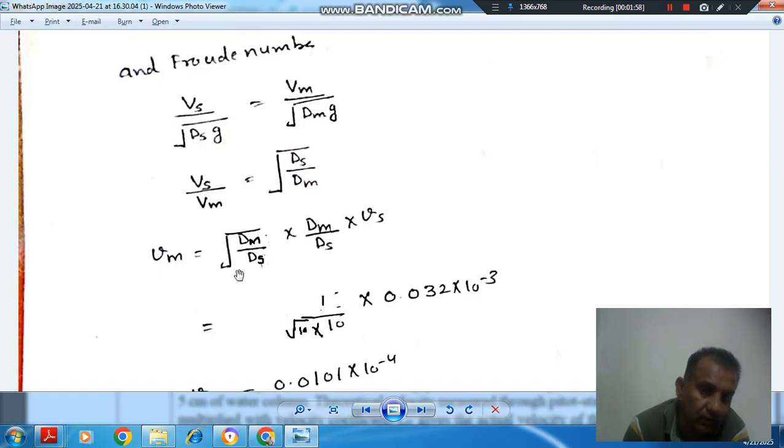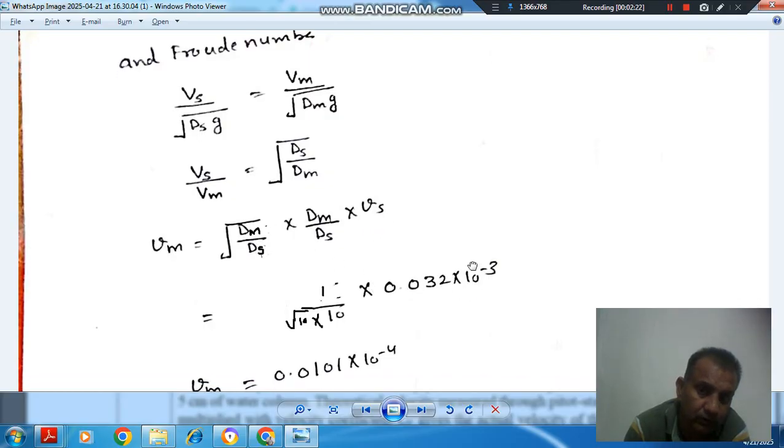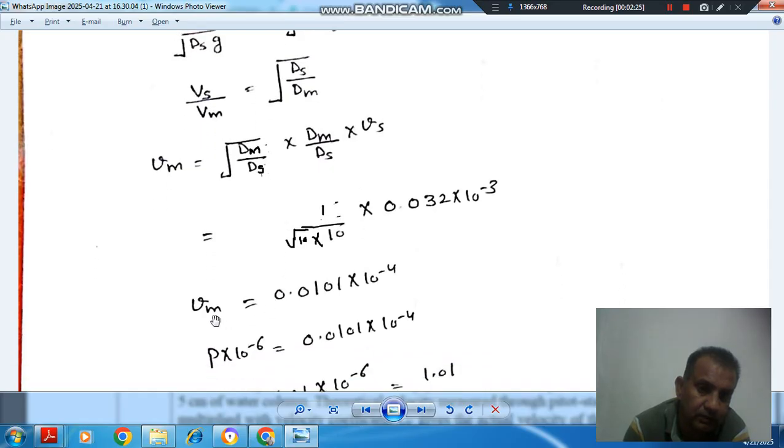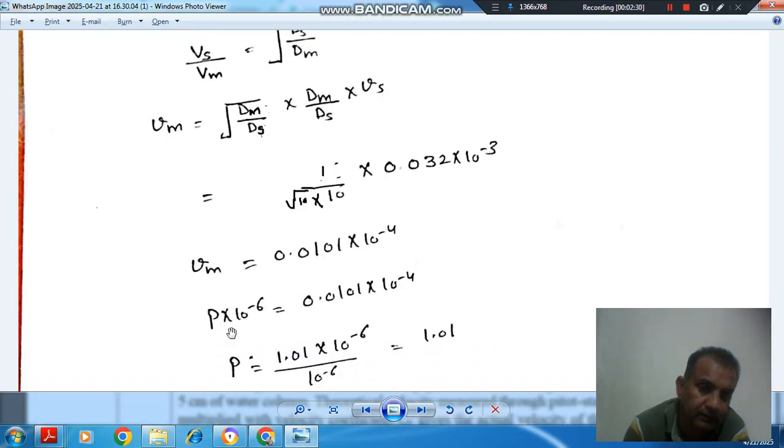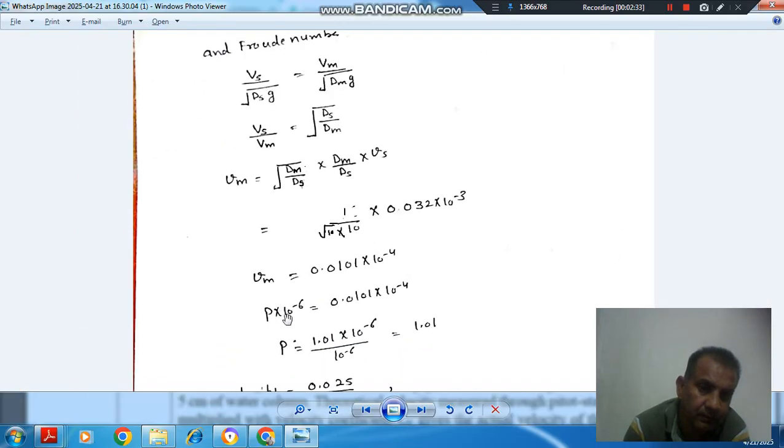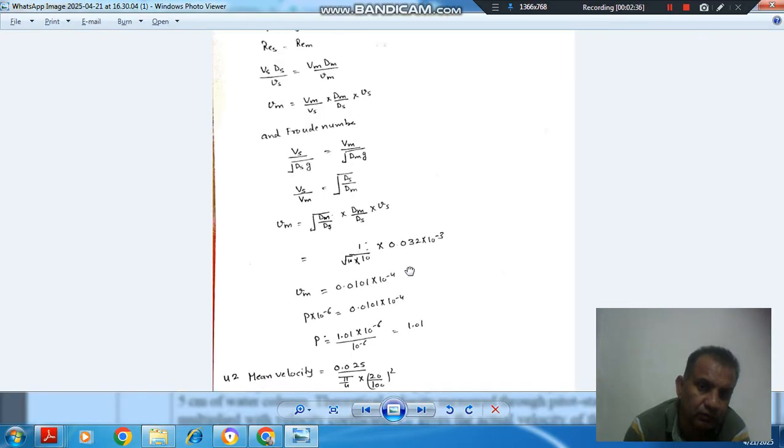As the scale of the model to prototype is given as 10, ds by dm will be 10. So here it will be root 10 and here it will also be 10, or we can say this is 1 by root 10 and this is 1 by 10, and νs is given as 0.032 × 10^-3. Solving this, νm comes out as 0.0101 × 10^-4, and this is given as P × 10^-6, so P will be 1.01. That is the answer.